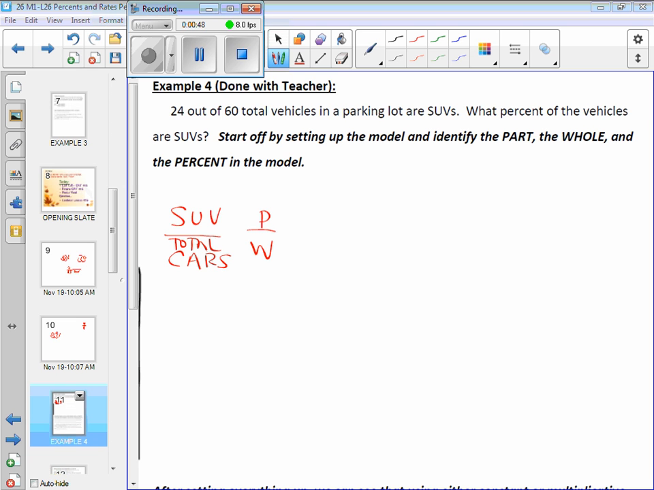Okay, take a look at the first part of the word problem. 24 out of 60 are SUVs. That 24, is that the part or is that the whole? Julian? So that's the top part of my ratio. Therefore, 60 is what? The whole. What are they asking you to find?